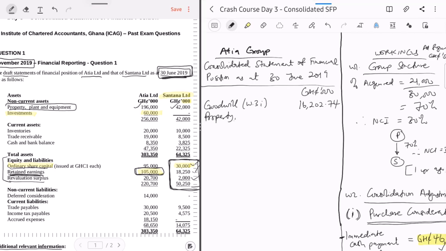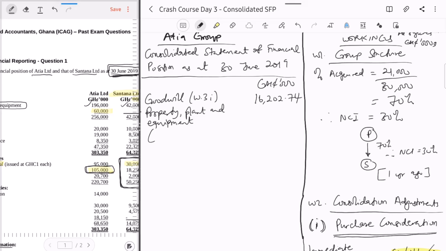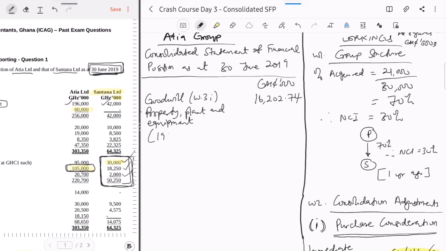So we just say property, plant, and equipment. We just add. Parent was how much? 196,000 plus subsidiary of what? 42,000. There were no adjustments in this question. So we just add 196 and 42. So 196,000 plus 42 gives me 238,000. So I put here 238,000. Right? So we keep going.